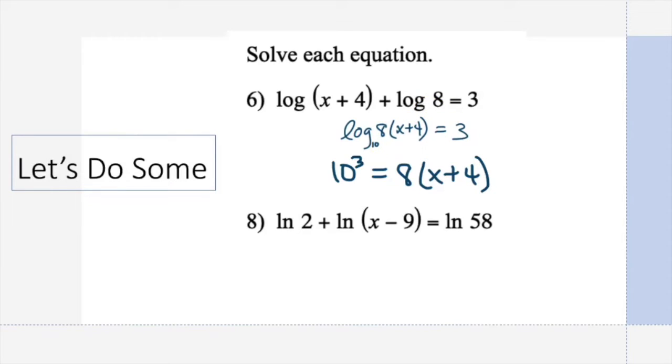So now this has no logs. This is an equation you might have seen in Algebra 1, except maybe not 10 to the third. But what's 10 to the third? 1,000. So we got 1,000.